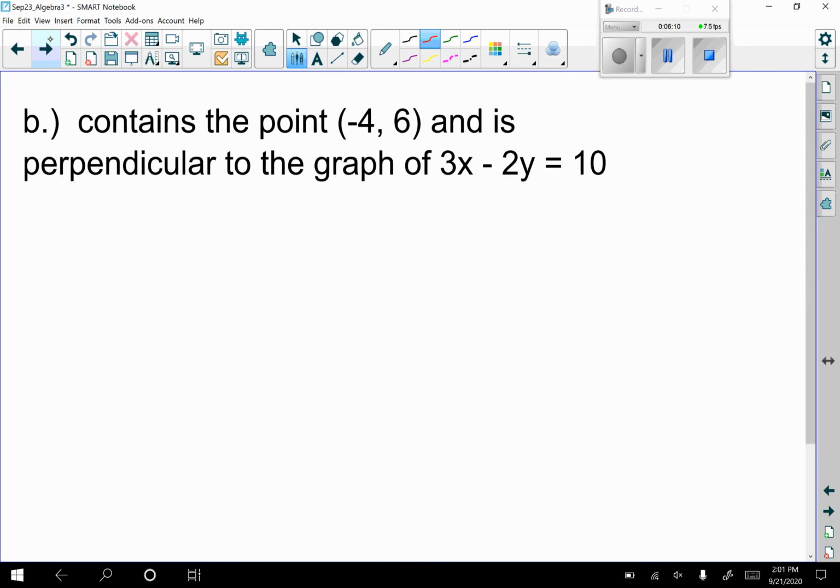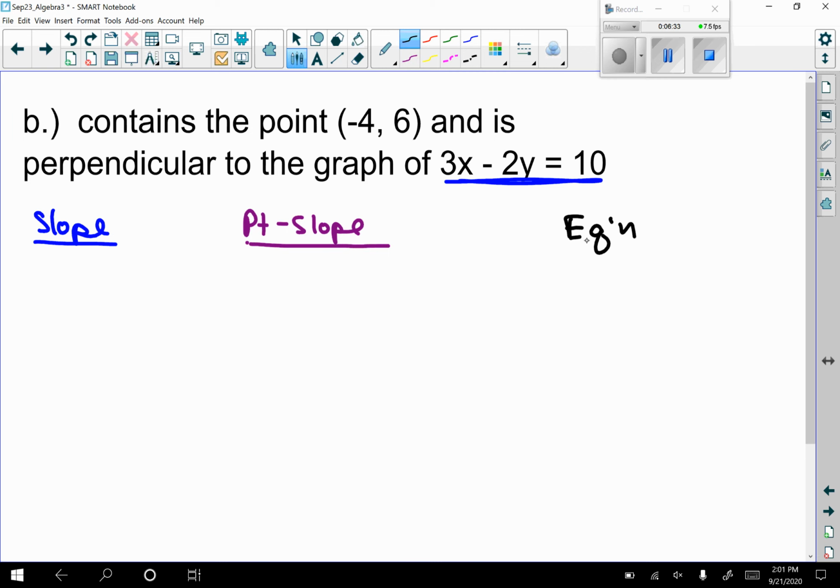All right, our next example. Our line contains the point negative 4, 6, but it's perpendicular to the graph of the line whose equation is given right here. So again, I need to figure out the slope of our line. Then I'm going to use point slope form to figure out our equation. All right, so we need to figure out the slope of this line and then use it to help us.